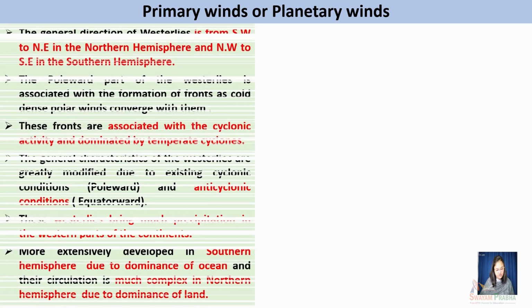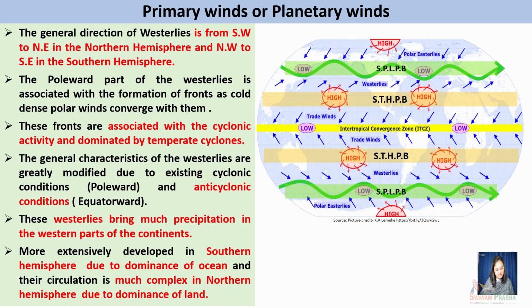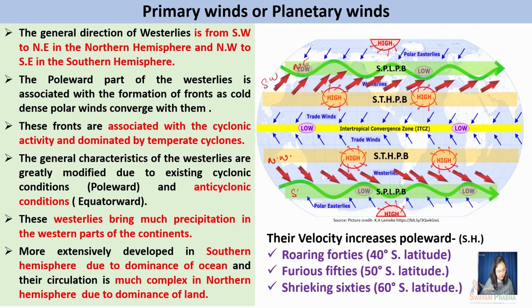The general direction of westerly winds is from southwest to northeast in the northern hemisphere and from northwest to southeast in the southern hemisphere. The poleward part of westerlies is always associated with the formation of fronts, as the cold winds which come from the polar areas of the world try to converge with the westerly wind systems, leading to the formation of extensive frontal zones in these temperate regions of the world in both the hemispheres.